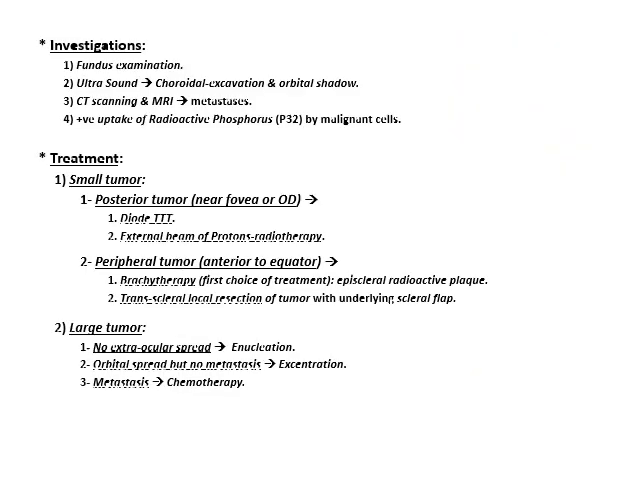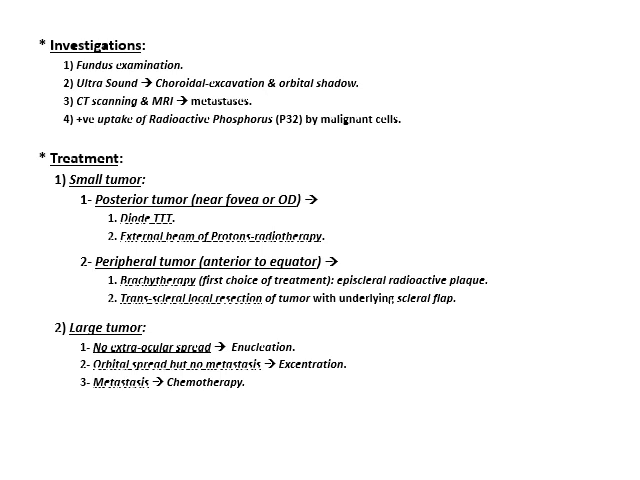Investigations of choroidal melanoma: number 1, fundus examination. Number 2, ultrasound, I find choroidal excavation and orbital shadow. Number 3, CT scan and MRI, I may find metastasis. Number 4, positive uptake of radioactive phosphorus by malignant cells. Treatment of choroidal melanoma depends on the size of the tumor.